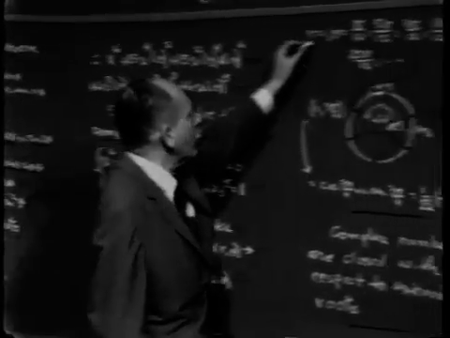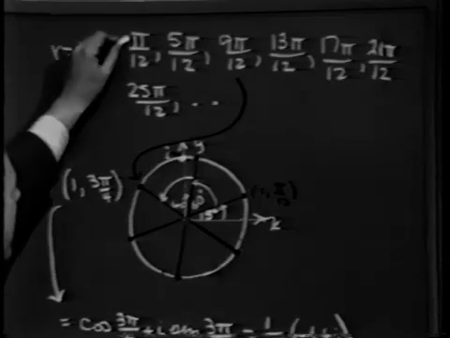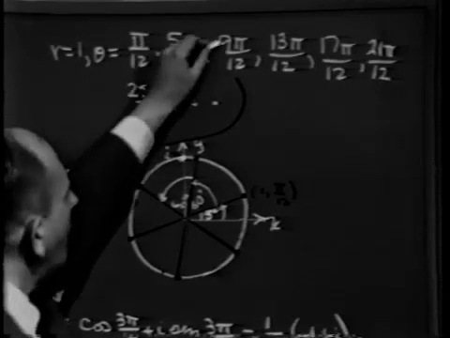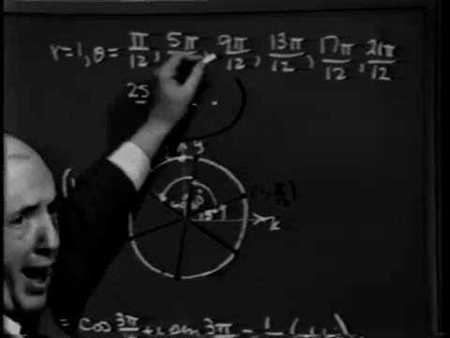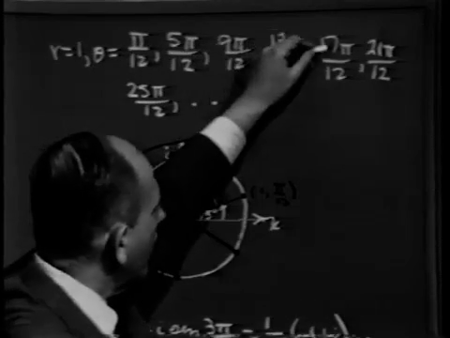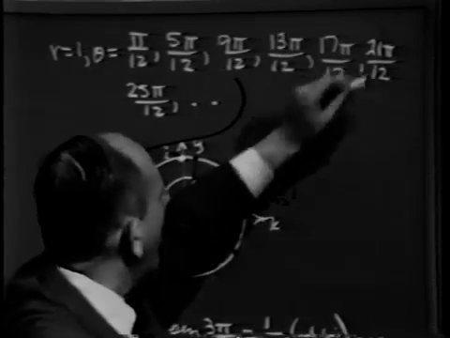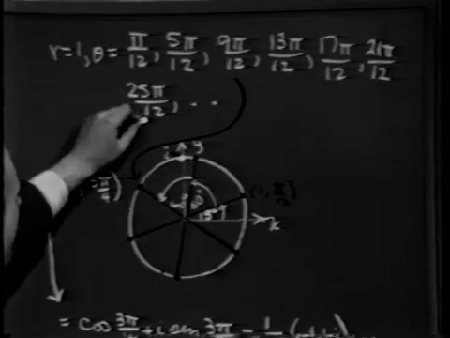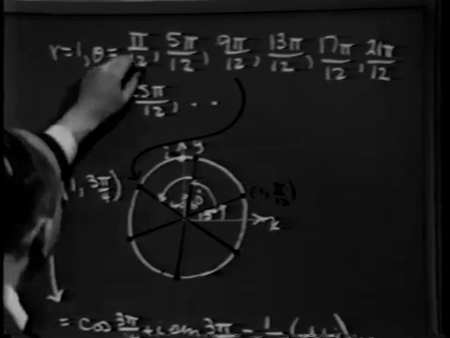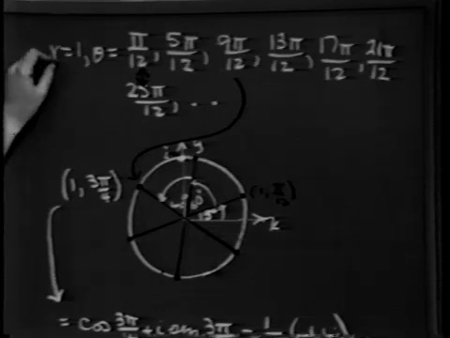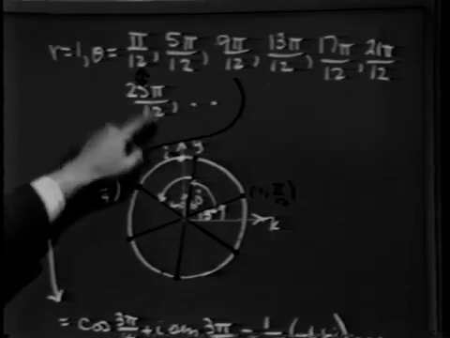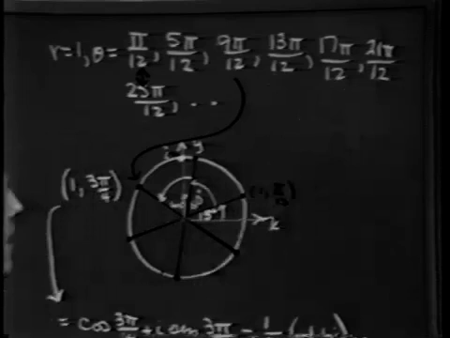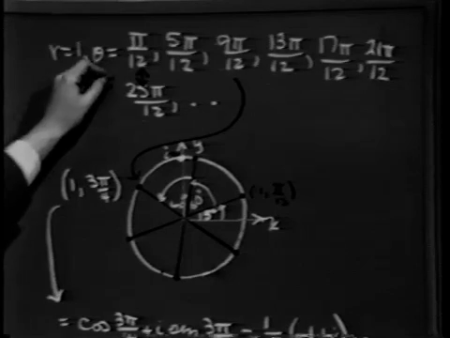To make a long story short, r must be 1, but theta could be pi over 12, 5 pi over 12, 9 pi over 12, 13 pi over 12. I'm adding on 4 pi over 12 each time, which is pi over 3, 60 degrees in degree measure. Then 17 pi over 12, 21 pi over 12. The next one would be 25 pi over 12, but I hope you can see that position-wise, (1, pi over 12) gives me the same thing as (1, 25 pi over 12), but all 6 of these angles give me different positions. Just by way of illustration, pi over 12 turns out to be 15 degrees.